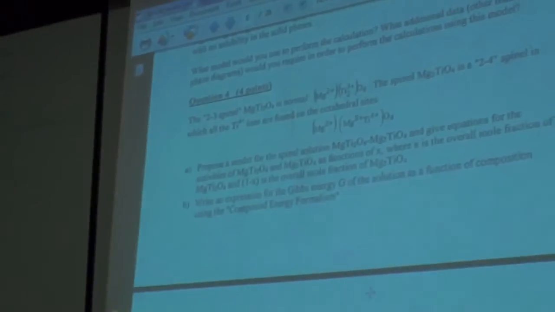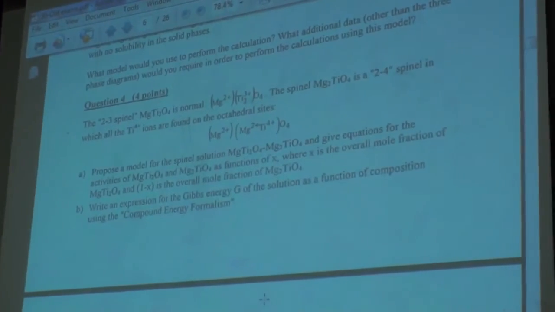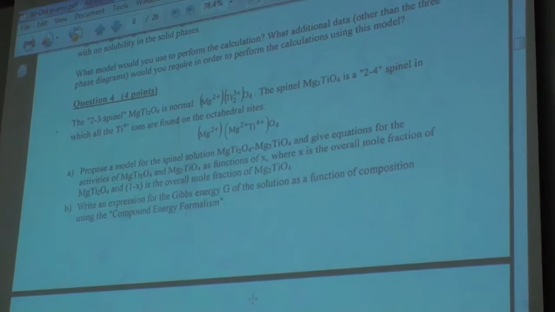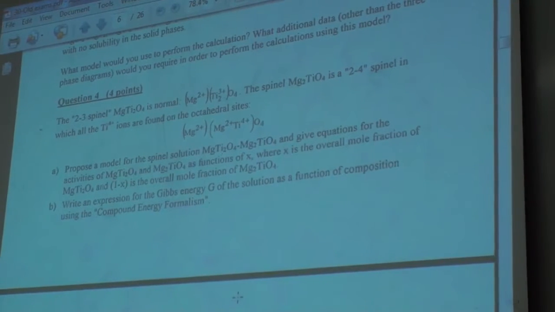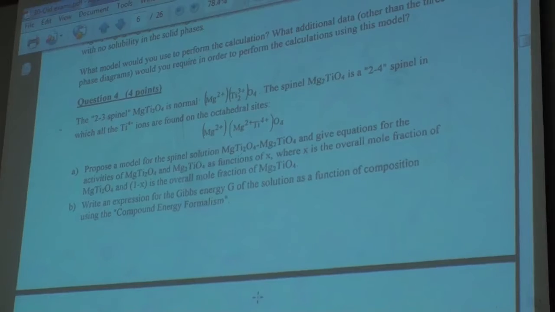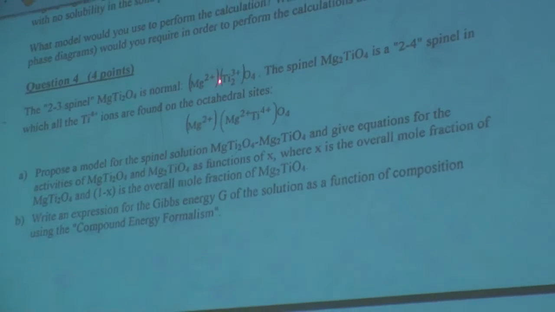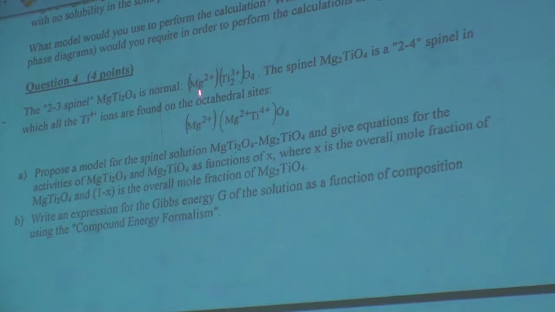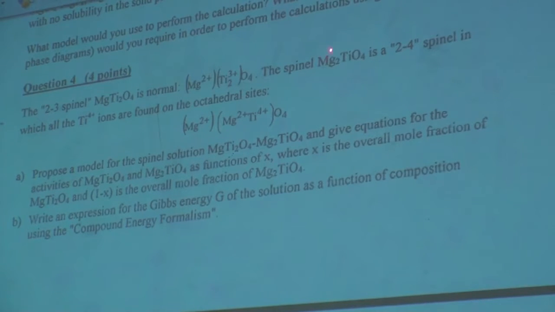Okay, so those were the homework questions. Let's do them quickly. So this was the 2003 final exam, number 4, the 2-3 spinel. MgTi2O4 is a normal spinel, a normal 2-3 spinel. So these are on the octahedral sublattice, and this is on the tetrahedral sublattice, octahedral sublattice.